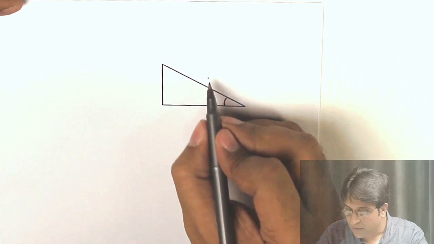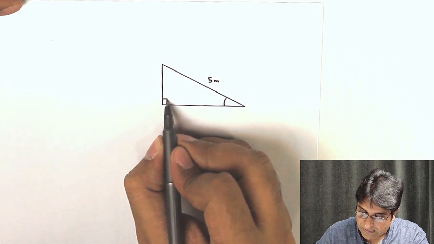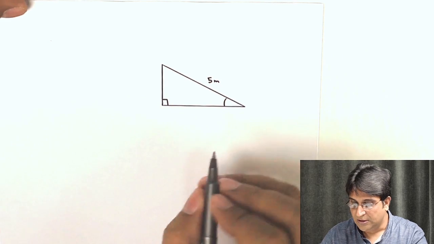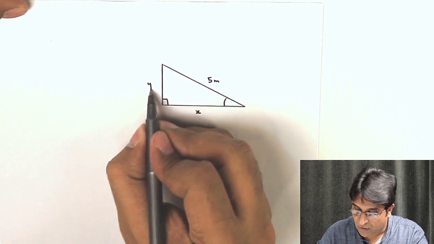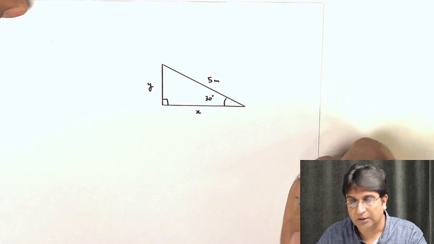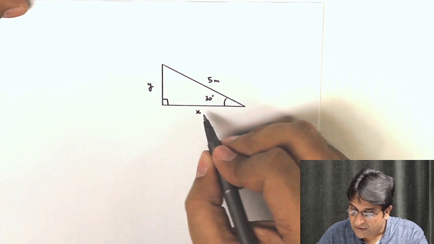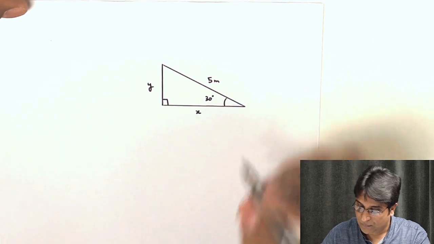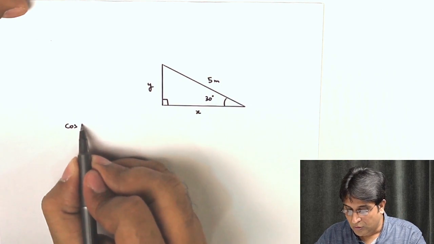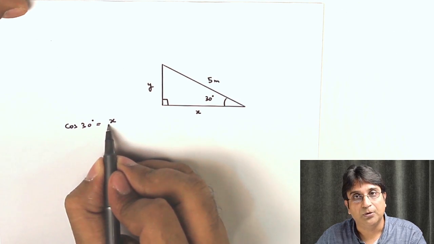So let's say the hypotenuse is 5 meters. Now this is the right angle. This is 5 meters. Let's call this x. Let's call this y. And let this angle be 30 degrees. Now which ratio has adjacent and hypotenuse? Cos theta. So let's start with that. Cos 30 degrees is going to be adjacent by hypotenuse.